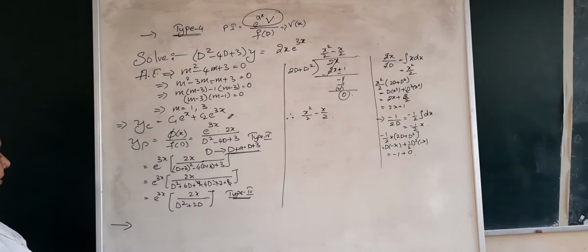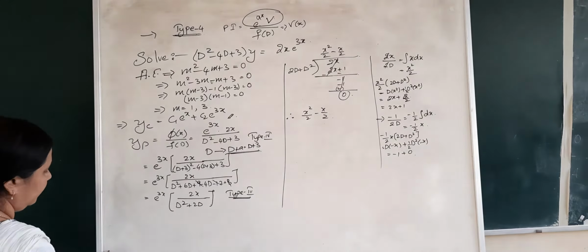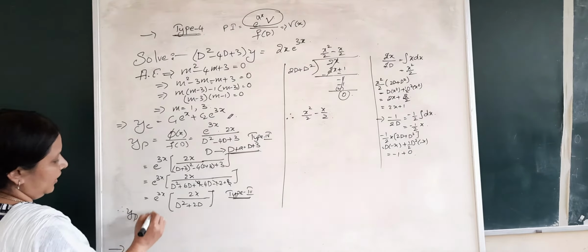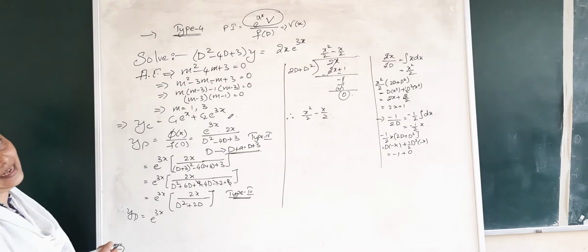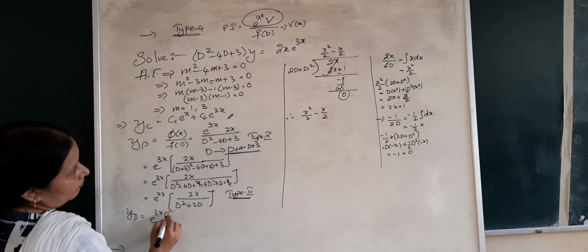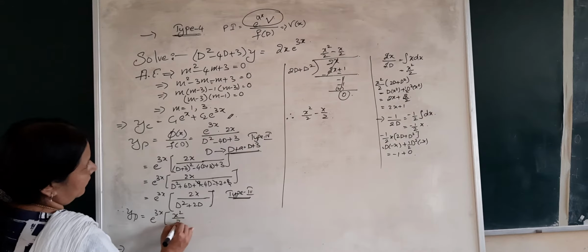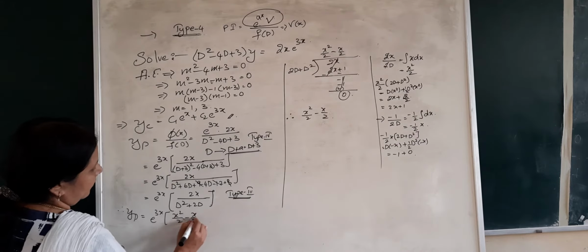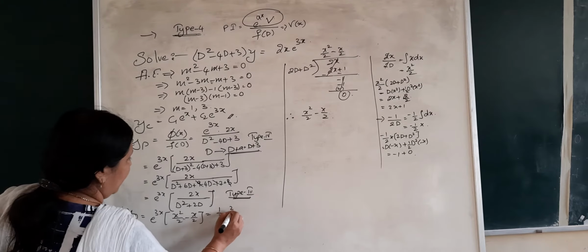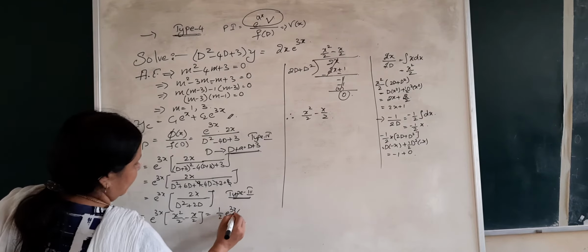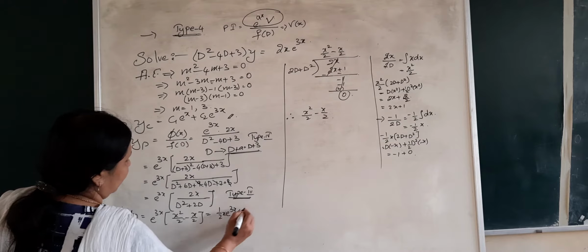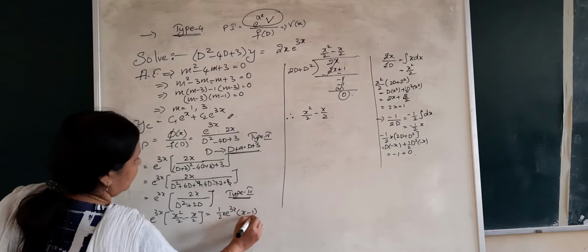But that is not your yp. Your yp is e power 3x, which should be considered as it is, and only this part is replaced by this. You can take out a 1 by 2 common, and in fact you can take an x also. So 1 by 2 x e power 3x into x minus 1.